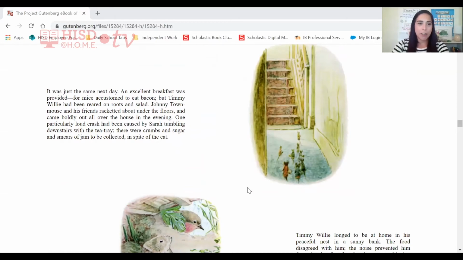An excellent breakfast was provided for mice accustomed to eat bacon, but Timmy Willy had been reared on roots and salad. Johnny Town Mouse and his friends racketed about under the floors and came boldly out over the house in the evening. One particularly loud crash had been caused by Sarah tumbling downstairs with a tea tray. There were crumbs and sugars and smears of jam to be collected in spite of the cat.